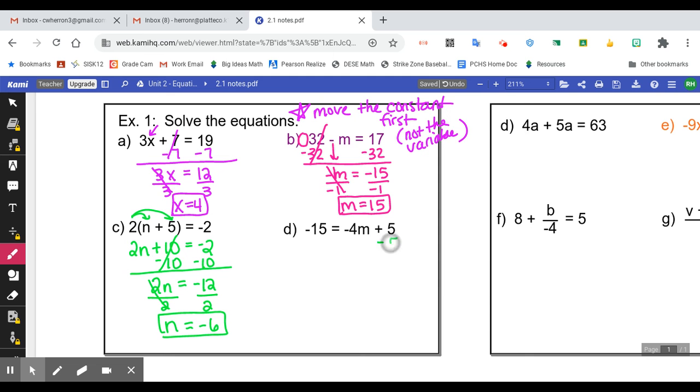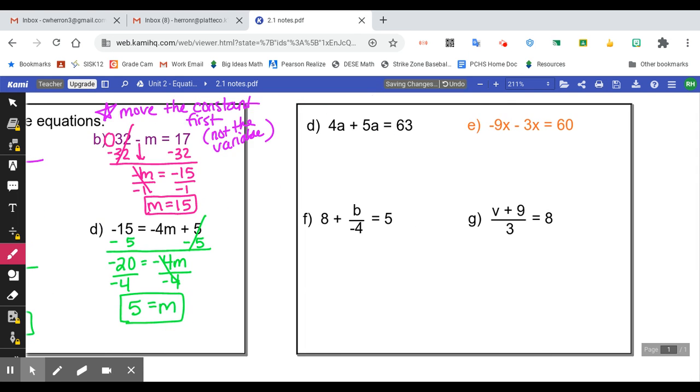So that means we have to move something from this side. And we can't move the variable, so it has to be the constant. So this gives me negative 20 equals negative 4m. And I divide by negative 4, and we get positive 5 equals m.